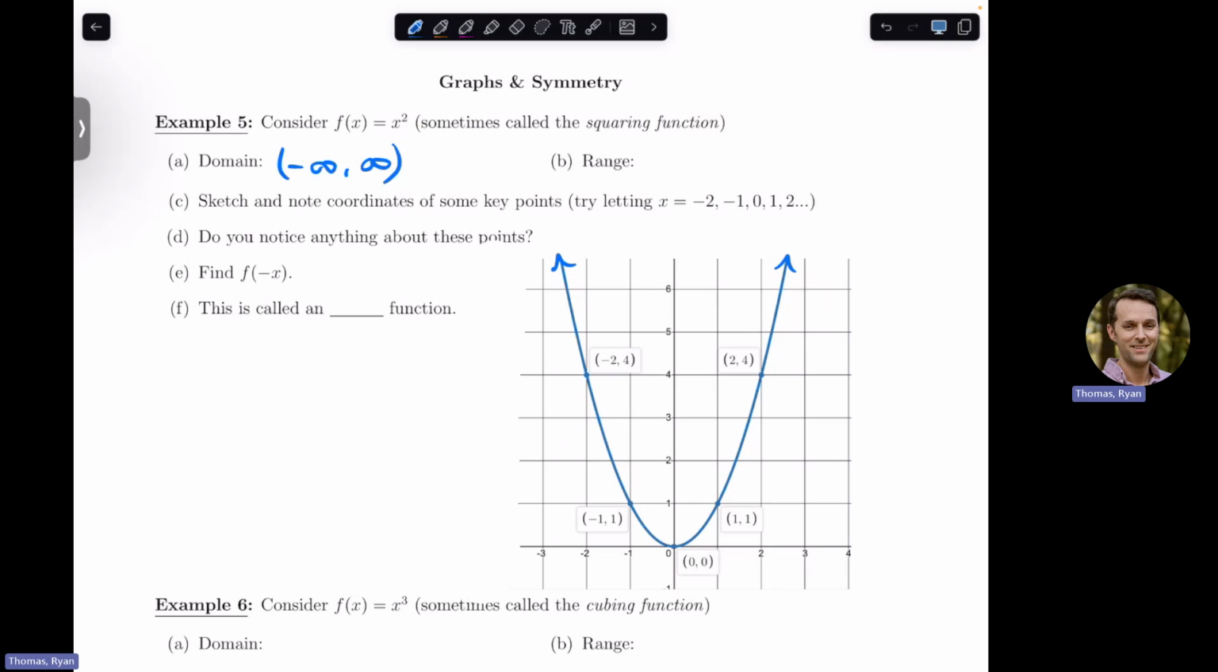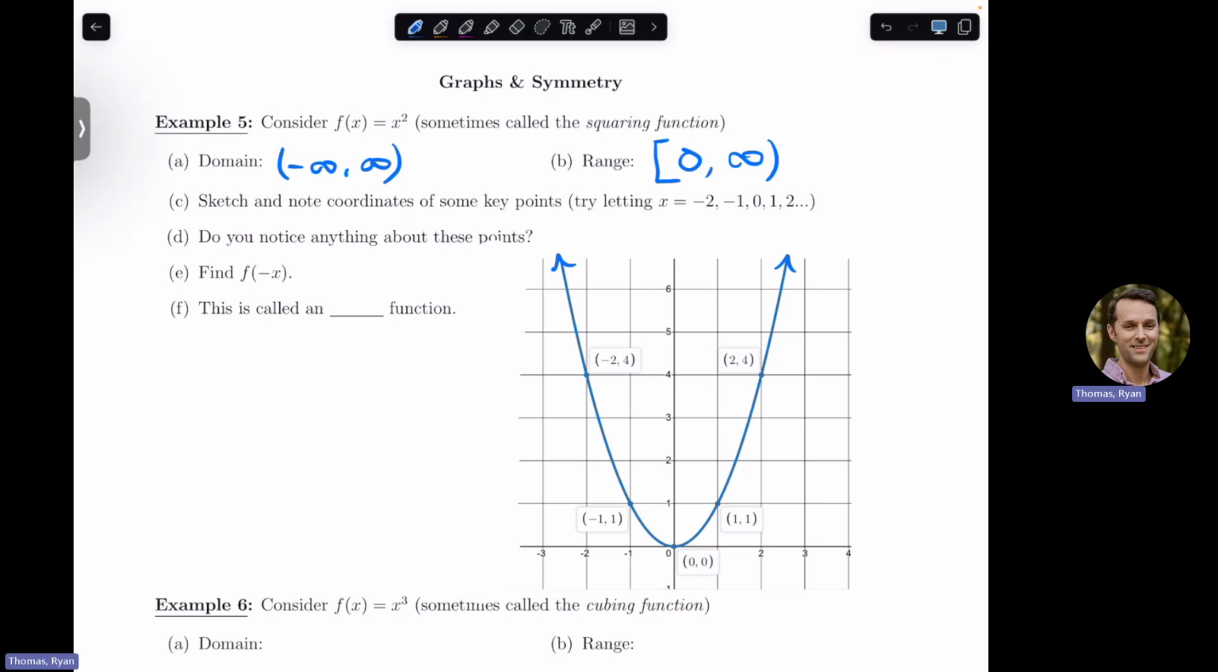What about the range? 0 to infinity. The lowest it ever gets is this point right here at the origin. So the range is 0 to infinity. The ends are pointing upward. 0 should be a bracket because it's included. It does actually pass through that point. Okay, cool.